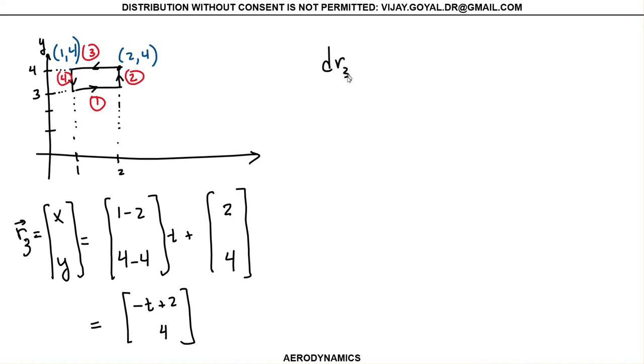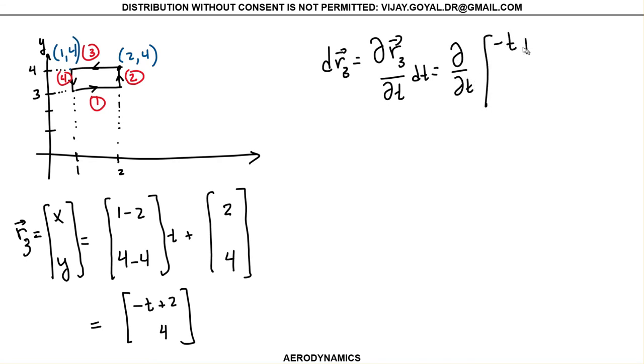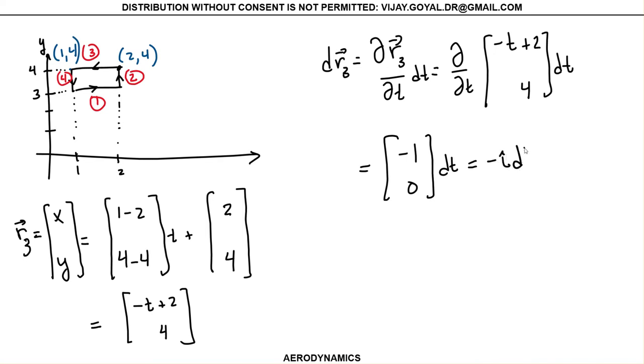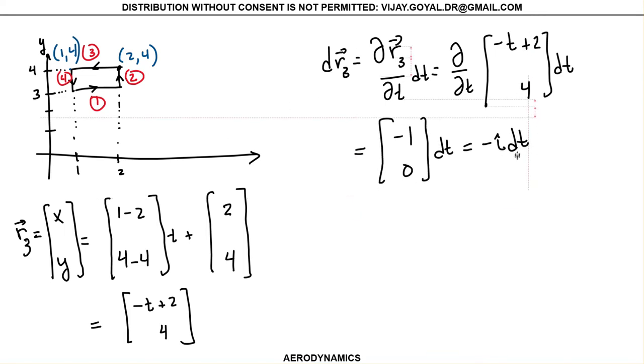So dr of segment number 3 will be the partial of segment number 3 over dt, because I'm using the chain rule, the partial over dt of this vector plus 2, 4 dt. So you take the derivative of the first one and the second one, and that gives you minus 1, 0 dt. So that actually gives you minus i dt. Okay, so this is the value that I get for dr.